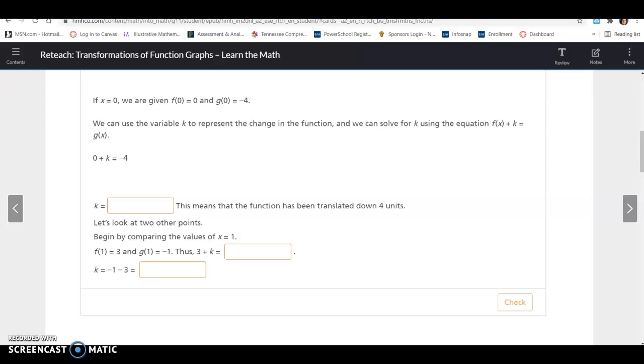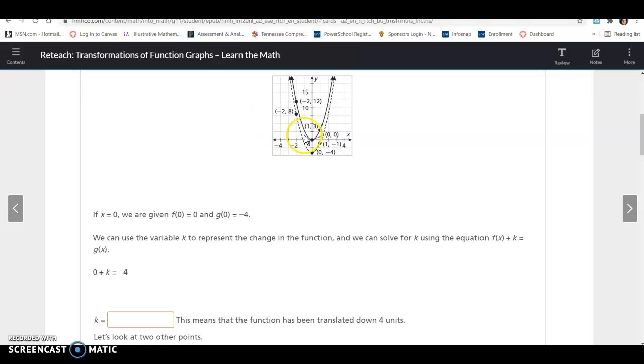If x equals 0, we are given f(0) = 0 and g(0) = -4. So again, the f(x) function you can see right here was at 0. When x is 0, f(x), or your y, is 0 as well. And g(0), where g(x) is the dotted line, when you substitute 0 in for x, you get -4, so it's been shifted down.